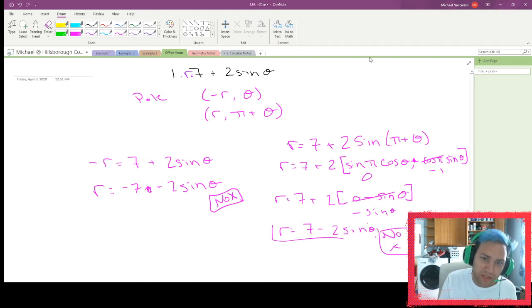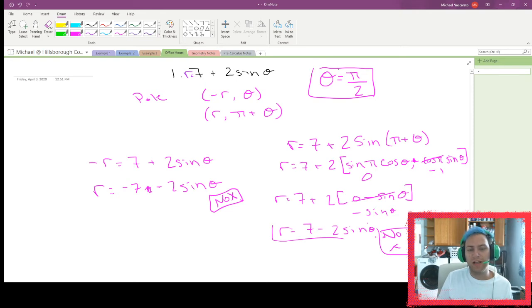So it looks like this only has symmetry with respect to theta equals pi over 2. And that would be the only pole we have to look at and worry about.